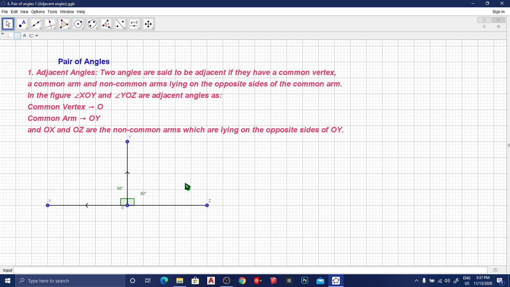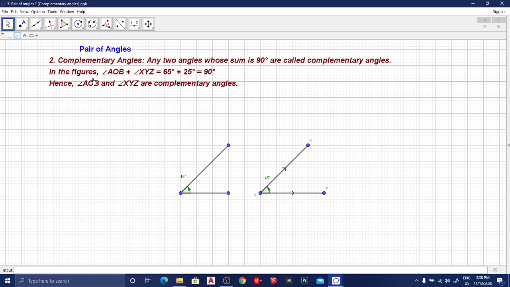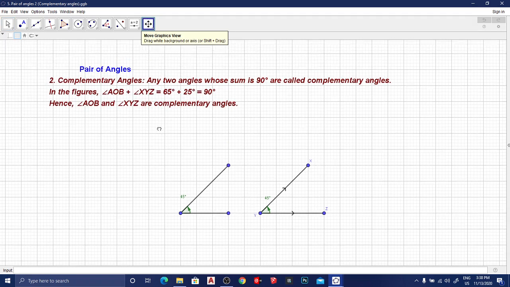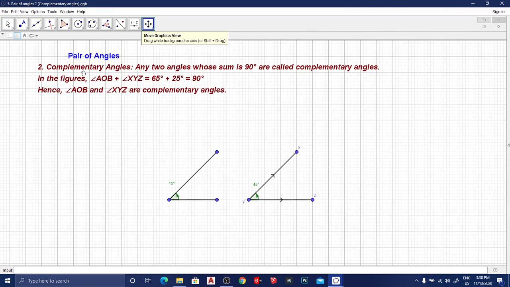All these definitions are very important while you are solving the problems in the exercises. The next type of pairs of angles are complementary angles. You already know this from the previous classes. What are complementary angles? Any two angles whose sum is 90 degrees are called complementary angles.